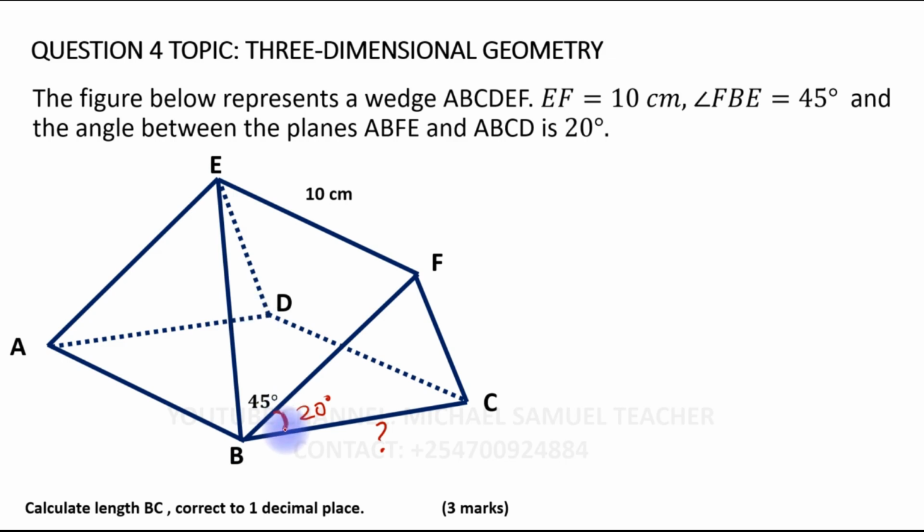So this is the angle between the two planes. So we need to get BC. And how are we going to get BC? Already we have the information that we have been given.